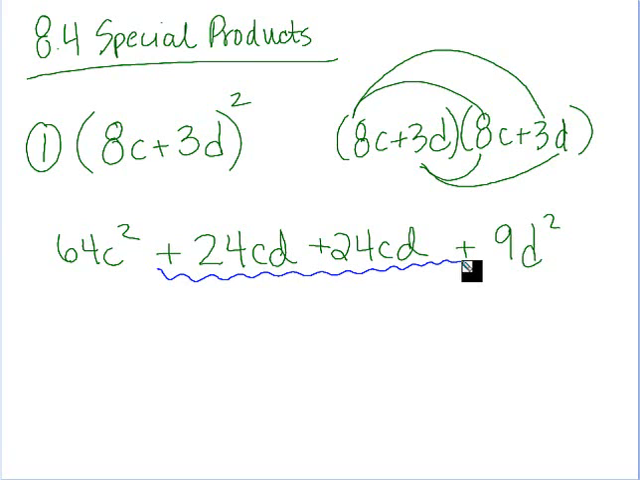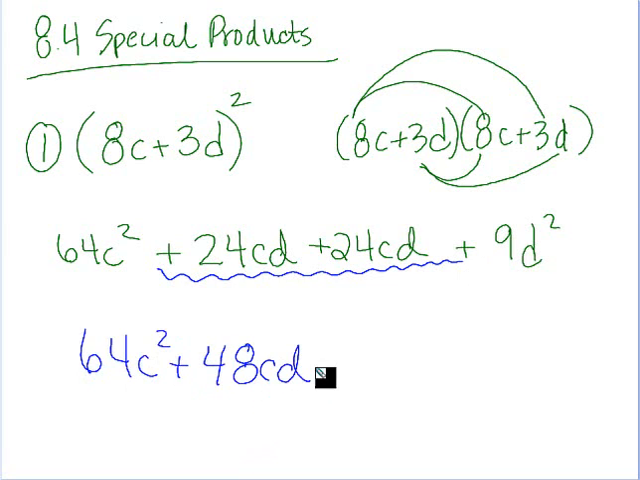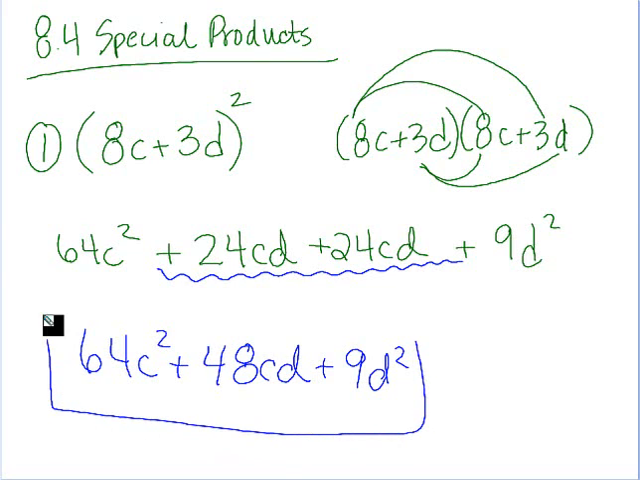Yeah, no minus sign. So we need to combine those two together, right? 64c squared plus 48cd plus 9d squared. It's fine if you don't raise your hand. 64c squared plus 48cd plus 9d squared. Okay? So that's a lot like what we were just doing. Just starting to notice some patterns.